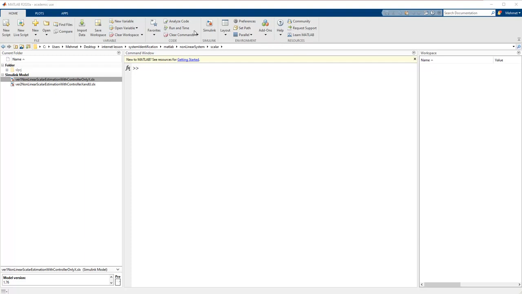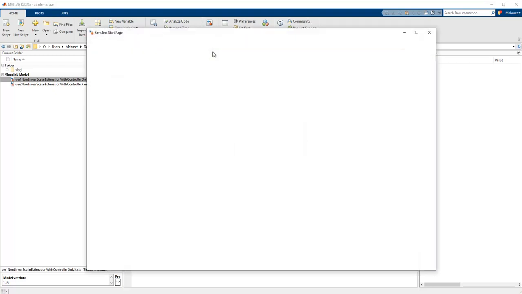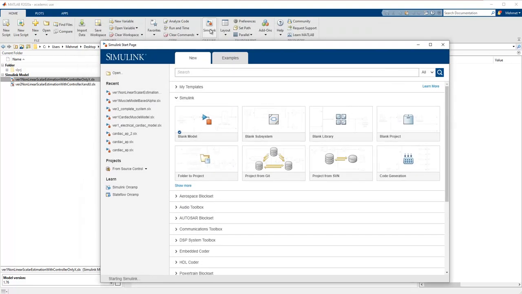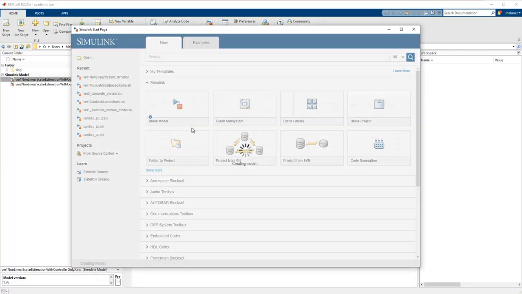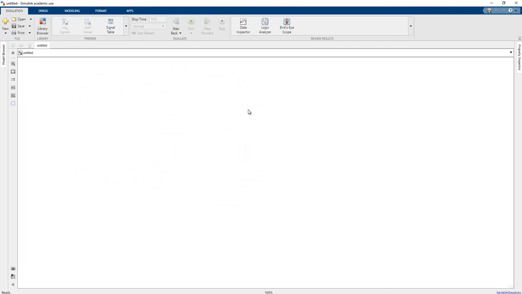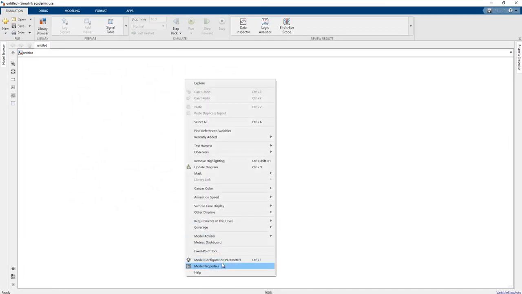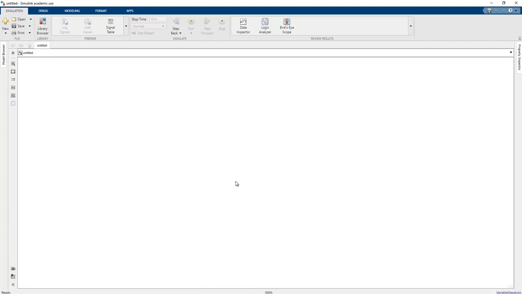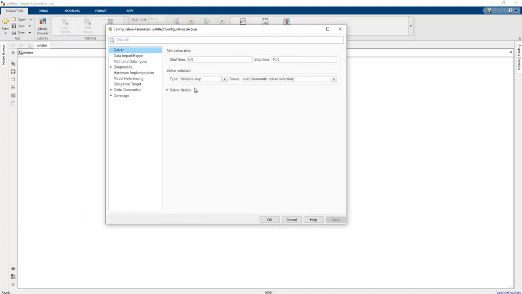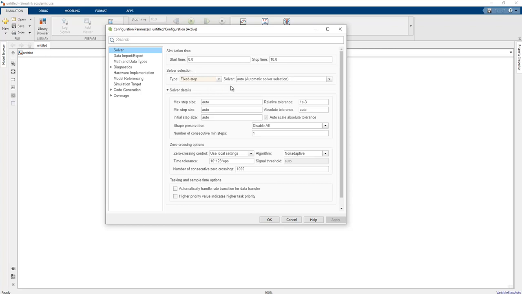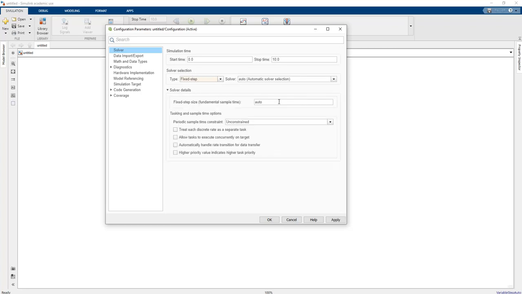In order to open the Simulink model, I push the Simulink button here, and I create a blank model at this moment. Then, with a right click, we need to properly set the model configuration parameters in order to obtain the solver selections. Fixed step is selected here, and 1E-4 should be selected.